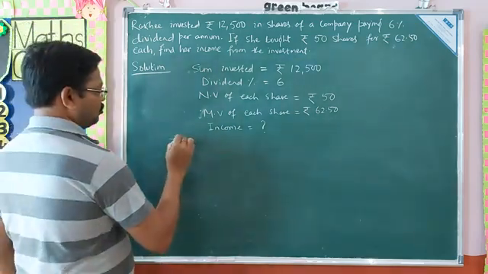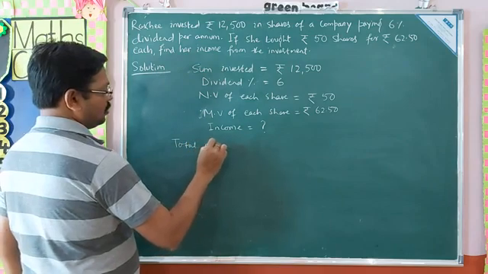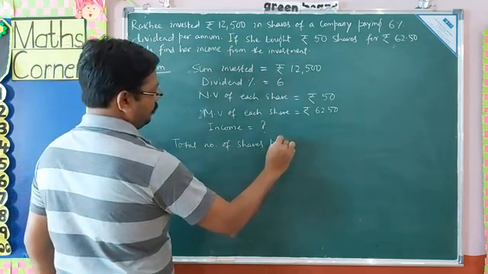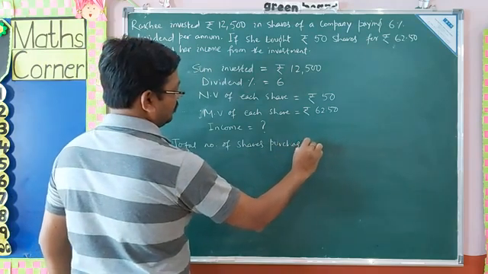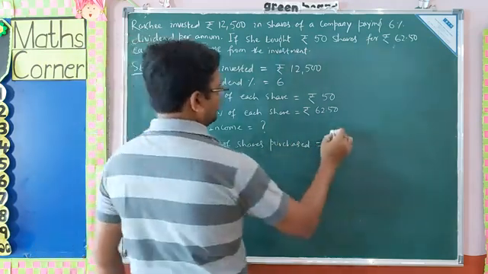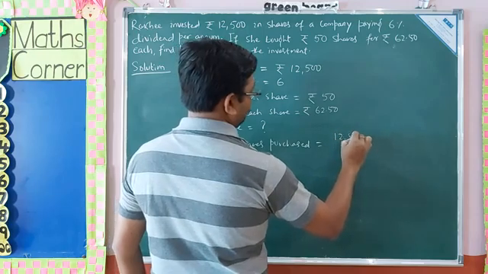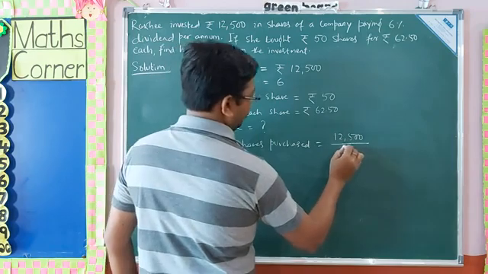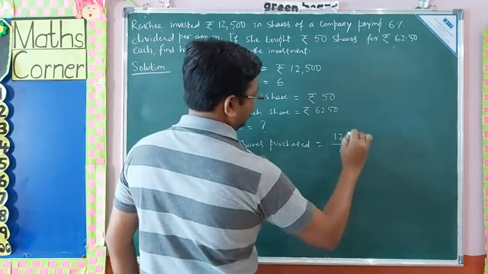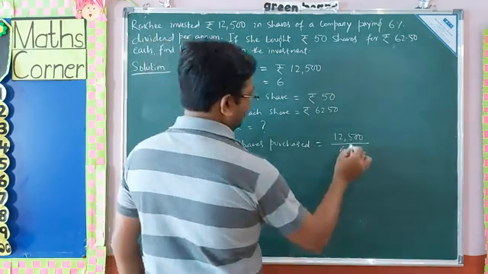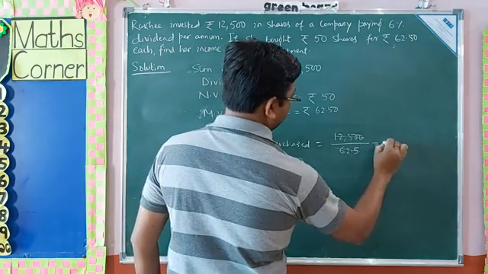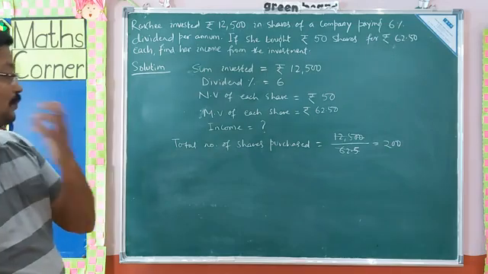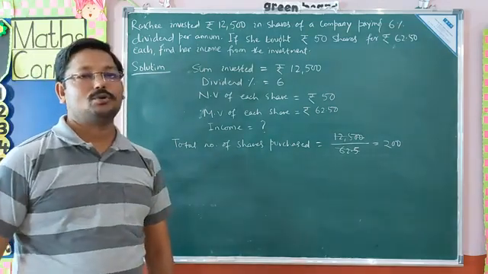So total number of shares purchased, definitely it is going to be money invested, that is 12,500, divided by the market value, that is 62.5. If you divide this, you will get 200. So total number of shares purchased is equal to 200.